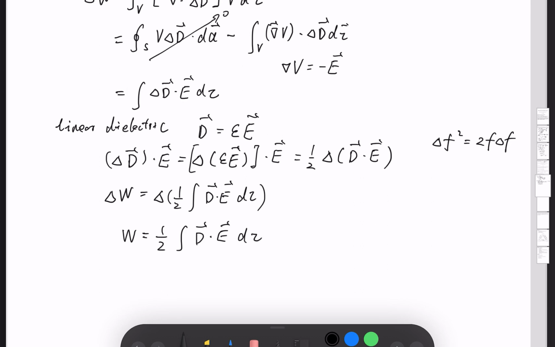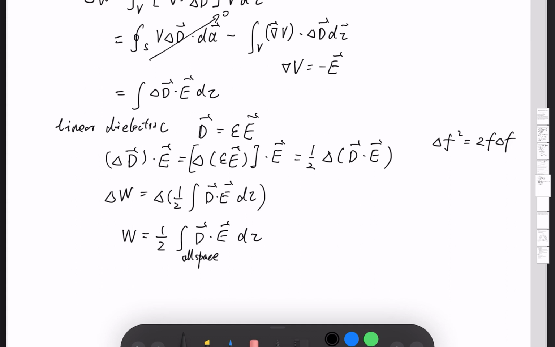Remember that for this expression to be true, the integral has to go through all space, because we have to go to the edge where this surface integral goes to 0. So the work stored, or the energy stored in the fields, is D times E integrated over all space for a dielectric material.